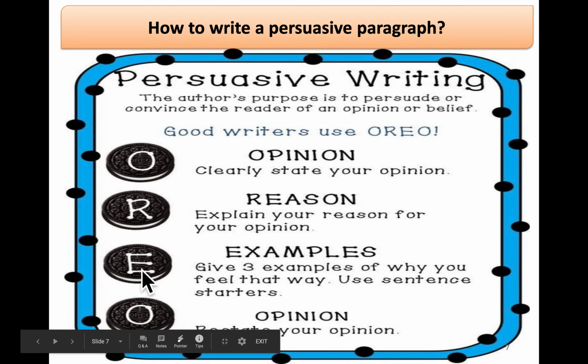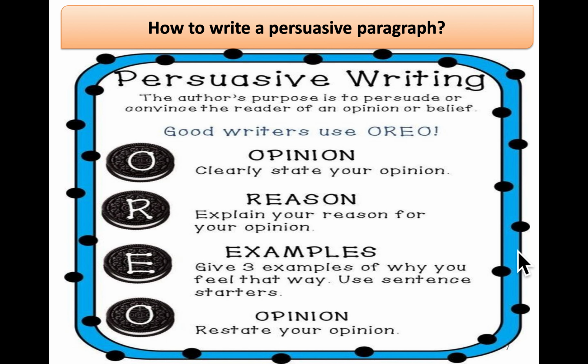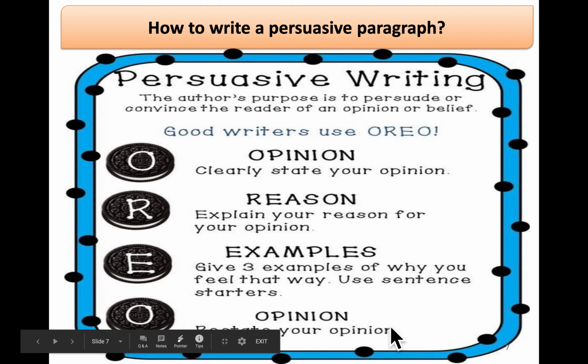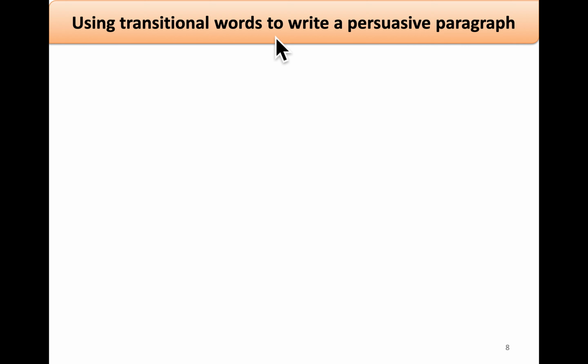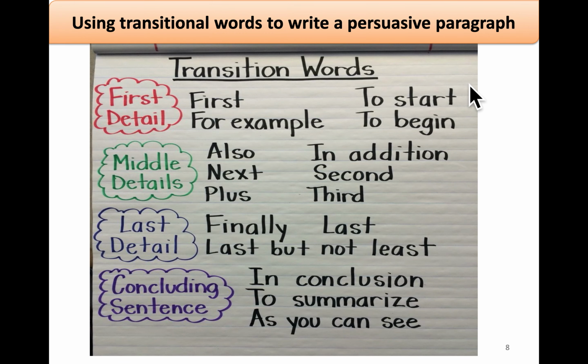Now, next, our last point in our OREO theory, or the way we're going to use OREO to write persuasive paragraphs, is opinion. You will restate your opinion. All right, and don't forget to use transitional words to write a persuasive paragraph. All right, we're going to use first, next, then, and finally. Remember, we've been using these transition words.